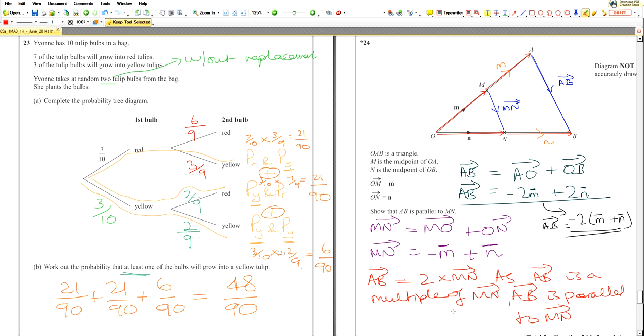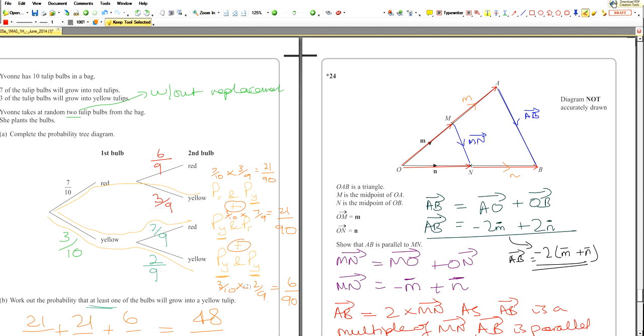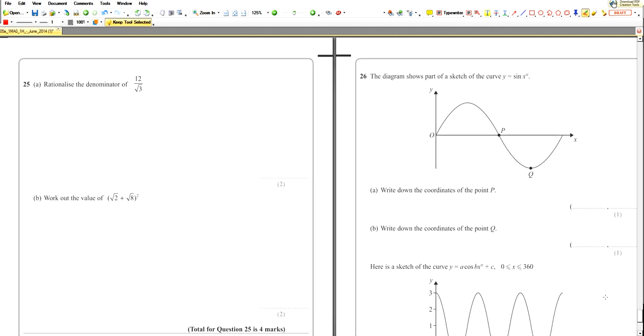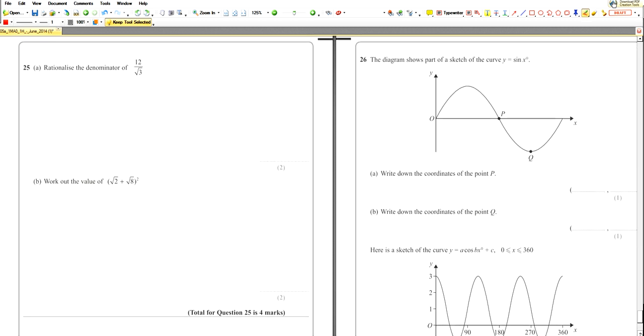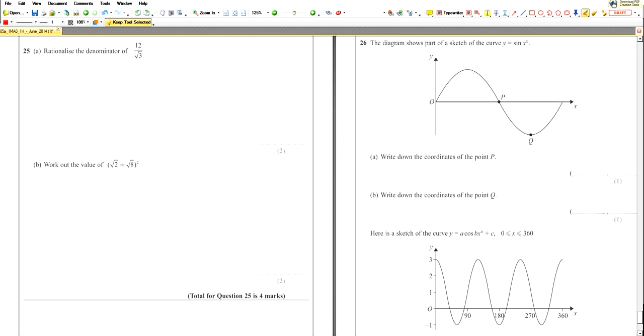Okay, folks, let's move on. We've got a few questions left, and I'm exhausted, and it's coming up to 10:15. Right, let's move on. We're nearly at the end.